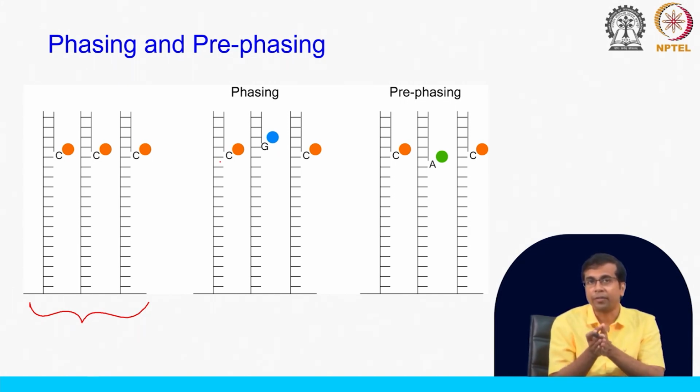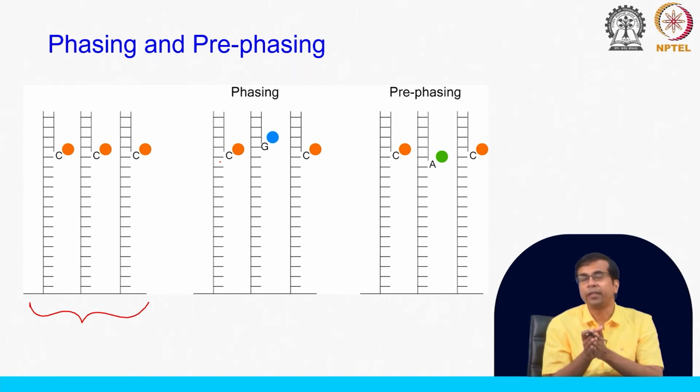The moment this happens, you can see there are confusing signals, two strands giving orange signal, one strand giving blue signal. If you have this confusing signal, then your signal to noise ratio will fall, which means the quality score will fall. This problem is called phasing.